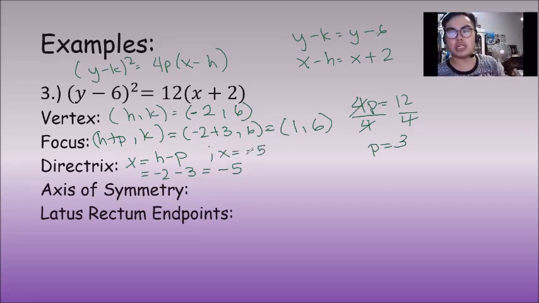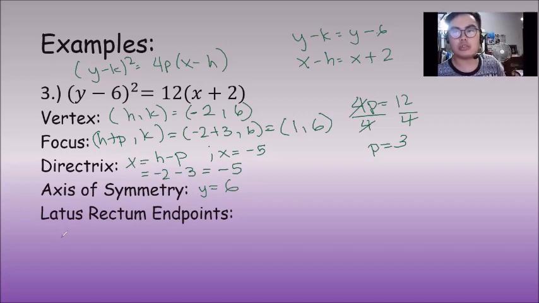So that is the directrix for this parabola. In order to get the axis of symmetry, we can get the y coordinates from the vertex and focus respectively. So we can say that our y is equal to 6. Take note that the axis of symmetry for the horizontal parabola is horizontal, while the directrix for the horizontal parabola is vertical. While for the vertical parabolas, our axis of symmetry is vertical while the directrix is horizontal.